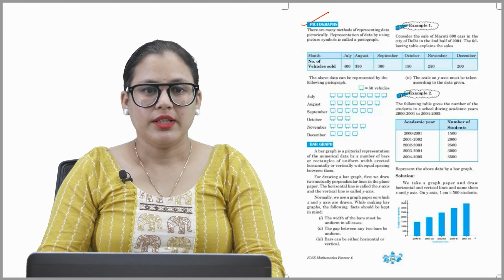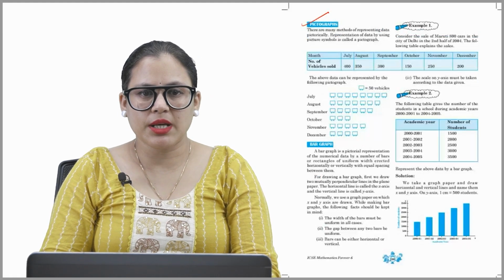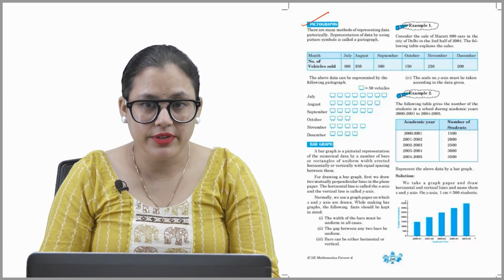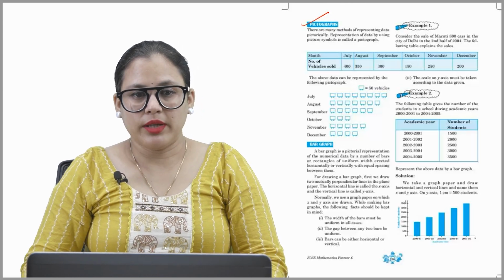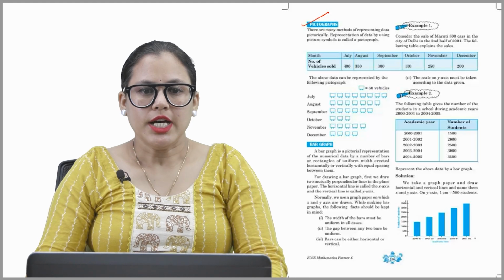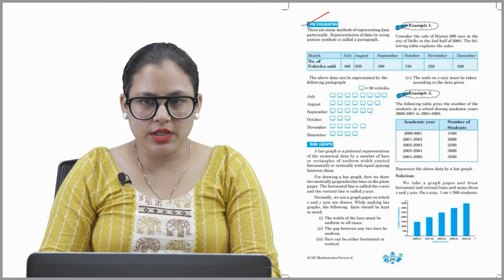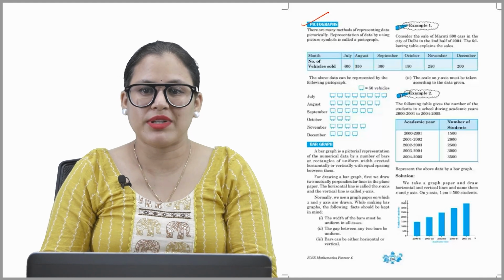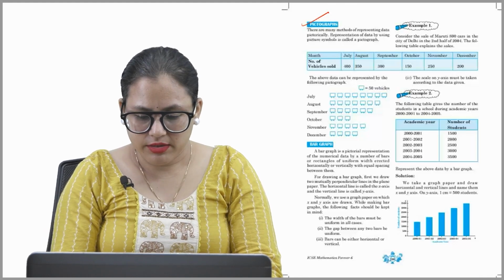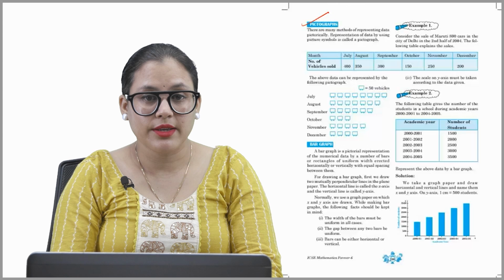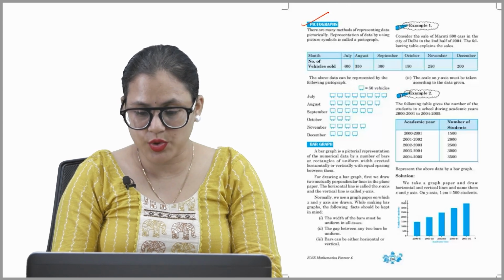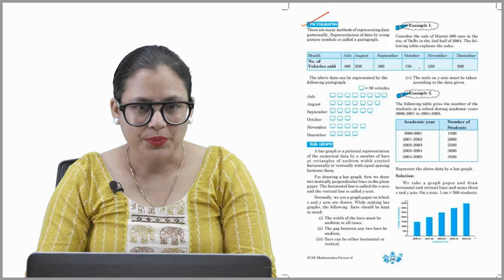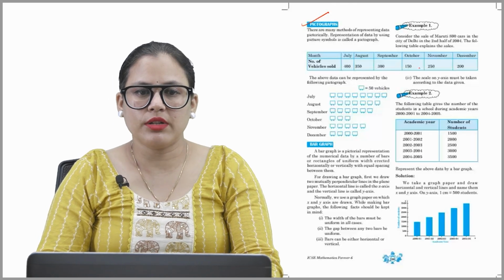Pictographs. There are many methods of representing data pictorially. Representation of data by using picture symbols is called a pictograph. See, example 1. Consider the sale of Maruti 800 cars in the city of Delhi in the second half of 2004. The following table explains the sales. In July, number of vehicles sold 400, in August 350, September 300, October 150, November 250, and in December 200 vehicles were sold. Now the above data can be represented by the following pictograph.